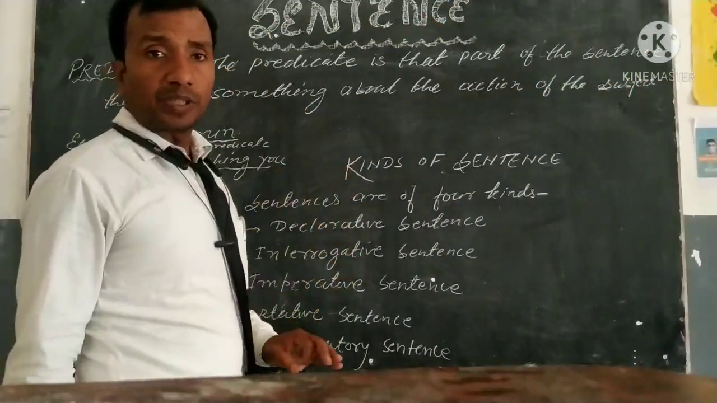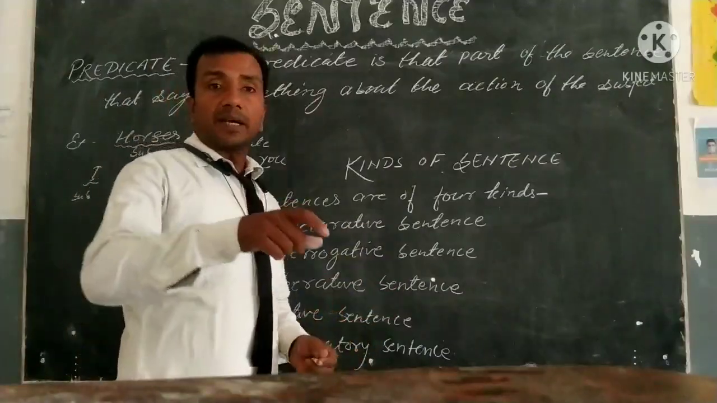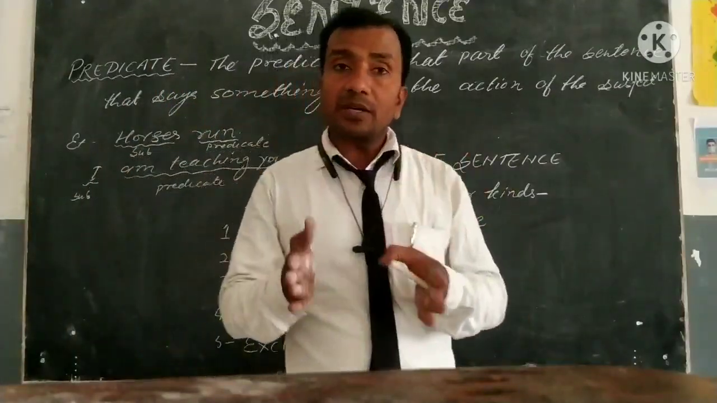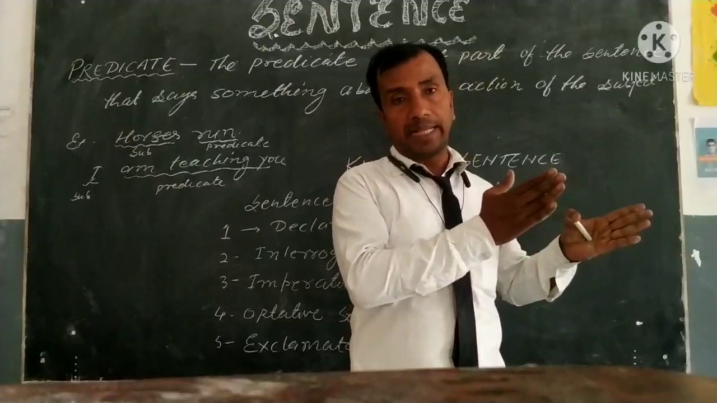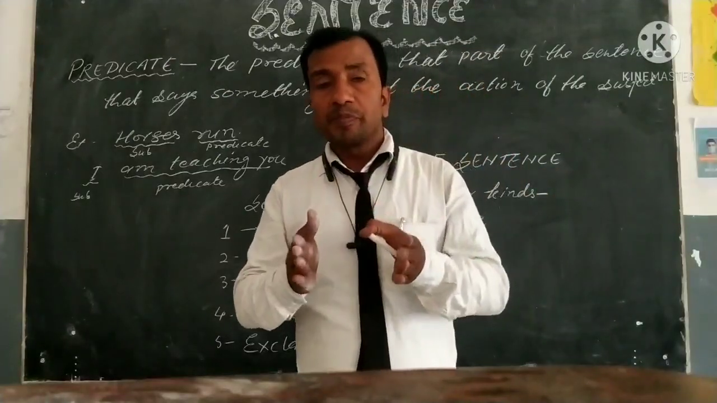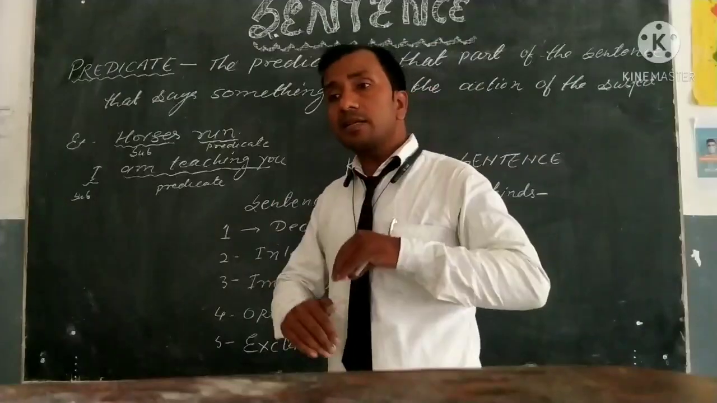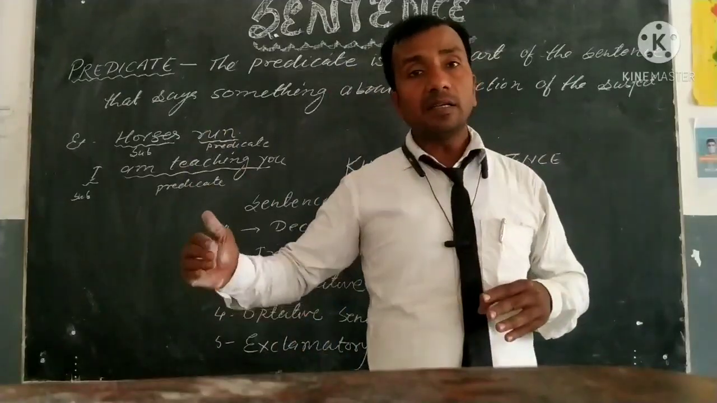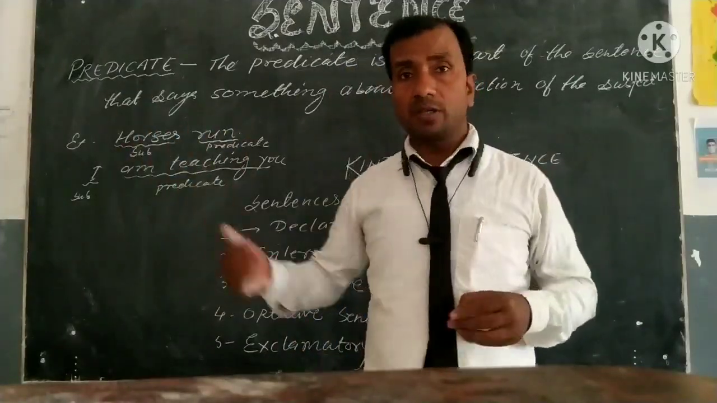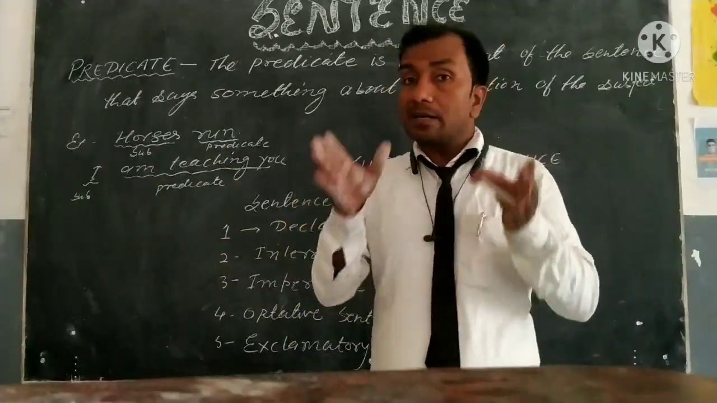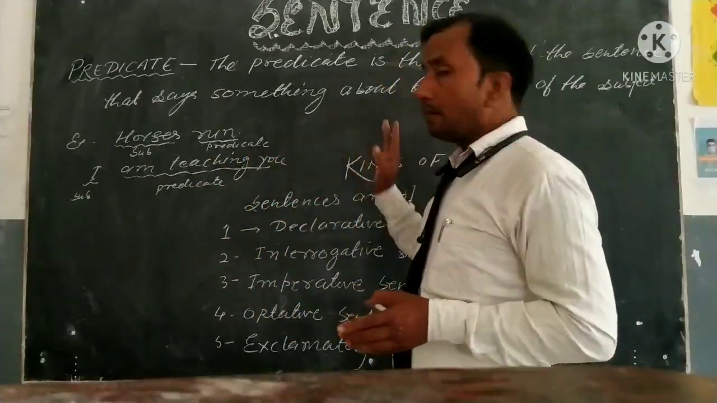Predicate वह पार्ट होता है जो ये बताता है कि सब्जेक्ट ने कौन सा एक्शन परफॉर्म किया. That means the group of words that shows that the action is performed by whom or by the person. This statement or this part is known as predicate.